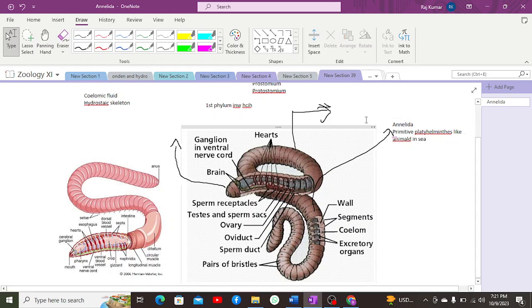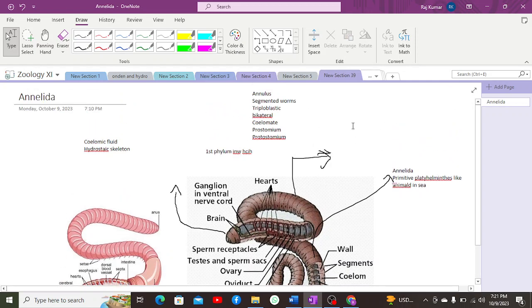One more point: where do they live? Mostly they live in moist soil. They live in the sea and in fresh water. Their mode of nutrition involves some being free-swimming predators, many being aquatic filter feeders, and others being ectoparasites. An example of this is the leech, whose scientific name is Hirudo.